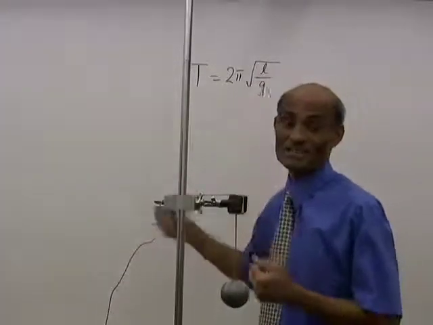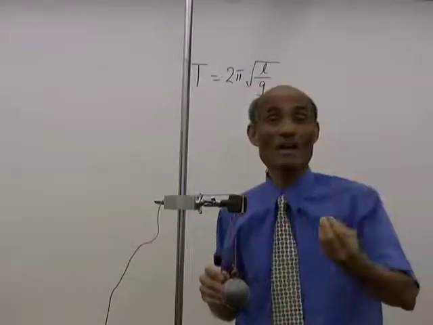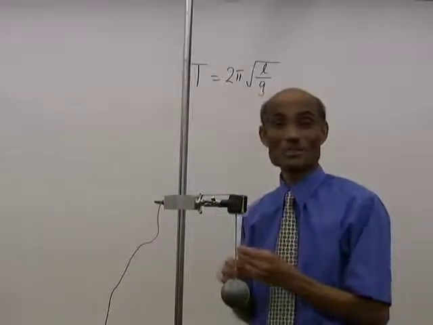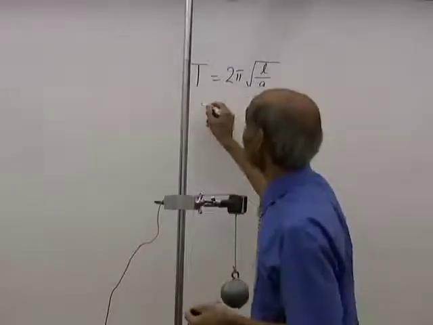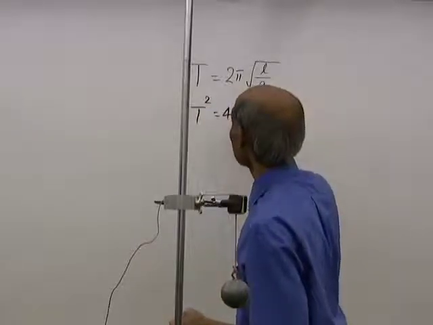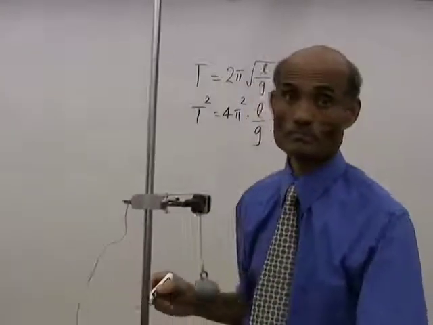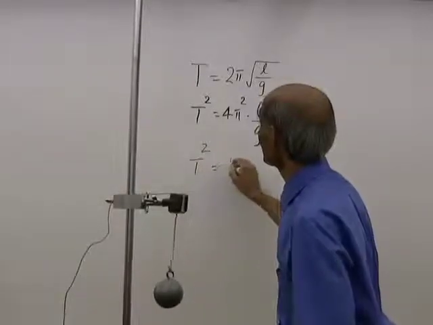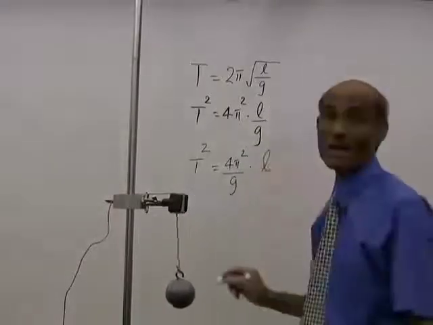G is a constant. So can you now write this equation in the form y equal to mx? In every lab, I will be asking you to do that. First of all, let's write this taking away the square root. We get T squared equal to 4 pi squared times L over G. And that can be rewritten as T squared equal to 4 pi squared over G times L.